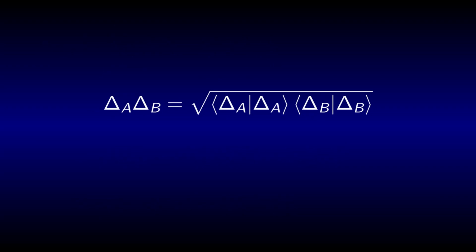The left side of Heisenberg's uncertainty relation is given by the product of the uncertainties of two measurable quantities, represented by the operators A and B. Now we'd like to find an inequality for this expression.